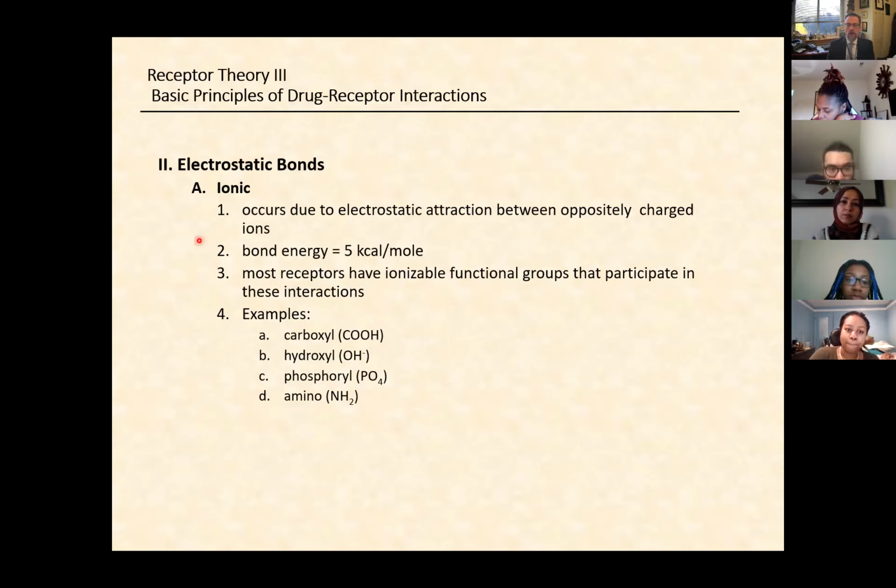Okay. Bond energy for electrostatic bonds like ionic bonds is 5 kilocalories per mole. We talked about this the other day. There are a number of functional groups here that you need to know that can participate in the formation of ionic bonds. Now we're getting into a little bit of medicinal chemistry. Dr. Skabinski is going to dig very deeply into this subject at the end of the module, but I needed to introduce some of these basic concepts to you so you can understand what we're talking about, okay?